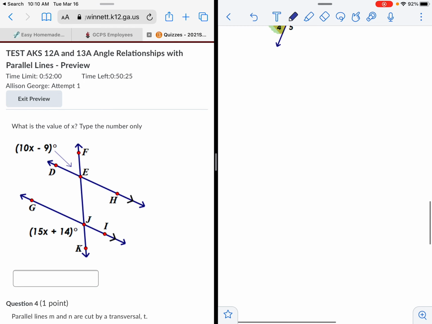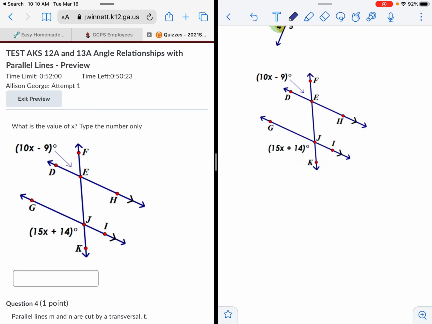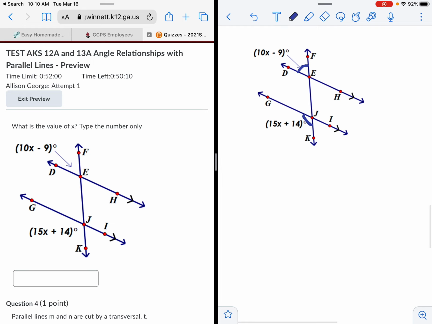All right, what would be the value of x for this one? Well, here I'm talking about this angle in the top left and this angle on the bottom left. These two, again, are an example of same side exterior angles. And if you remember, same side exterior angles are supplementary. That means that they sum to 180 degrees.